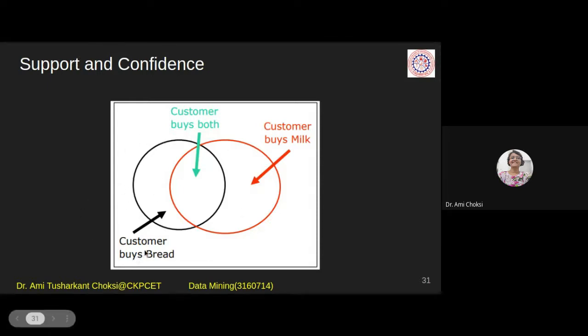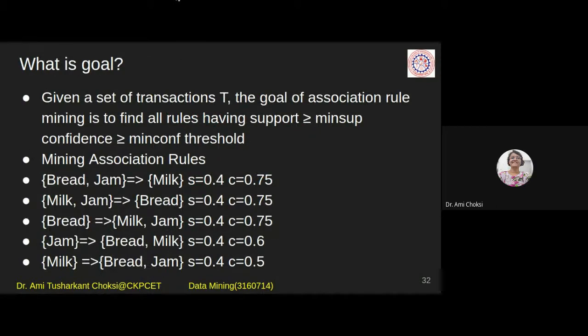For that, what we can say is this circle is for, say, customer buys bread, this red circle is for, say, customer buys milk, and this is the intersection where we can say customer buys both, right? This we can understand. Now what is the goal? Given a set of transactions T, the goal of association rule mining is to find all rules having support greater than or equal to the minimum support and confidence greater than or equal to the minimum confidence threshold. Right? So we can say bread and jam implies, say, milk.